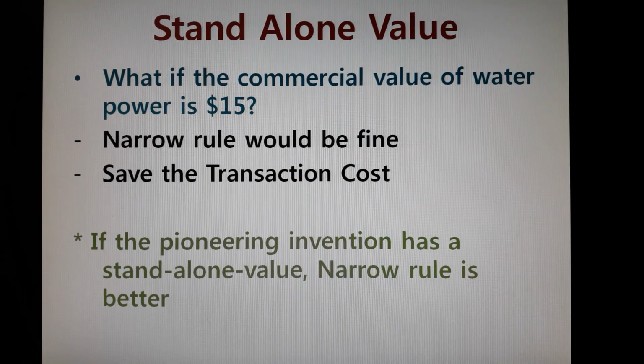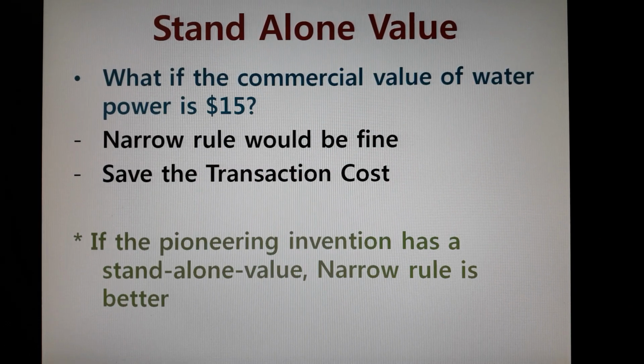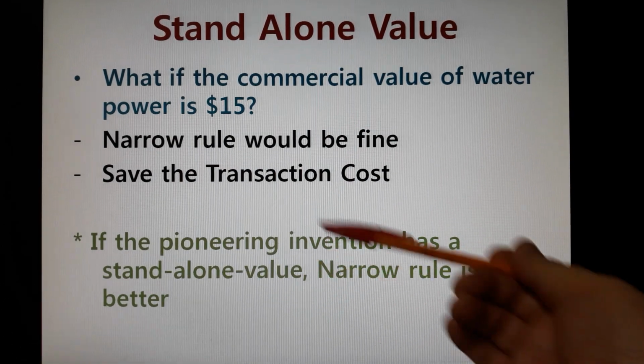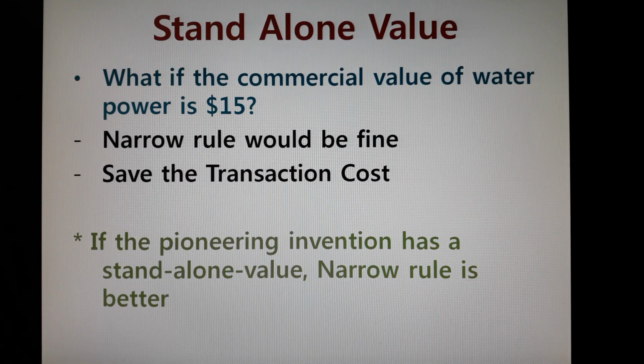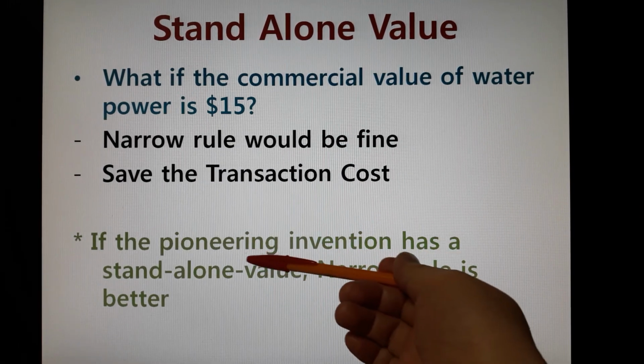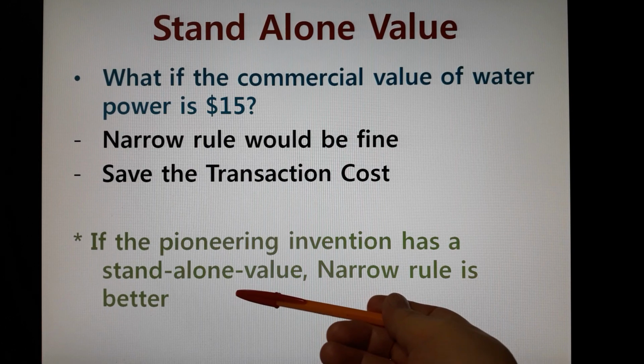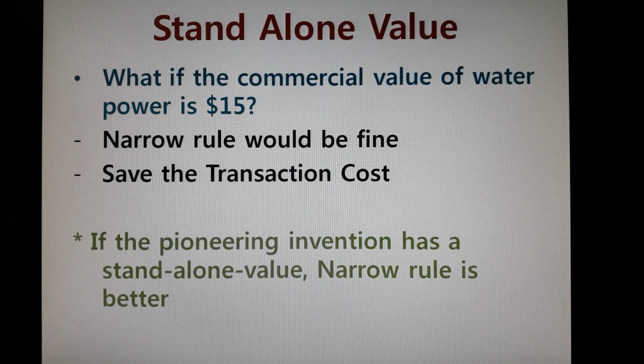So, in conclusion, when there is a pioneering invention and a commercial application, in that order, needed to invent something, if the pioneering invention has a standalone value, is self-profitable, the narrow rule is better. On the other hand, if the pioneering invention does not have a standalone value, the broad rule is better. Okay, it's a little bit complicated logic, but I think you are smart enough to understand. In case you are puzzled a little bit, please listen to this lecture and the previous lecture again. I'm sure that you will soon realize that.